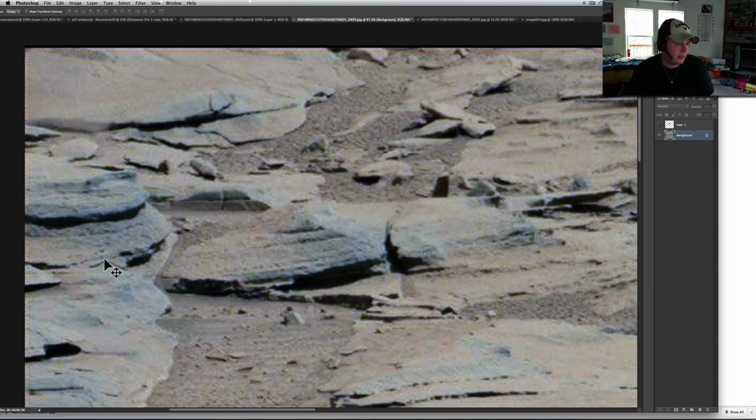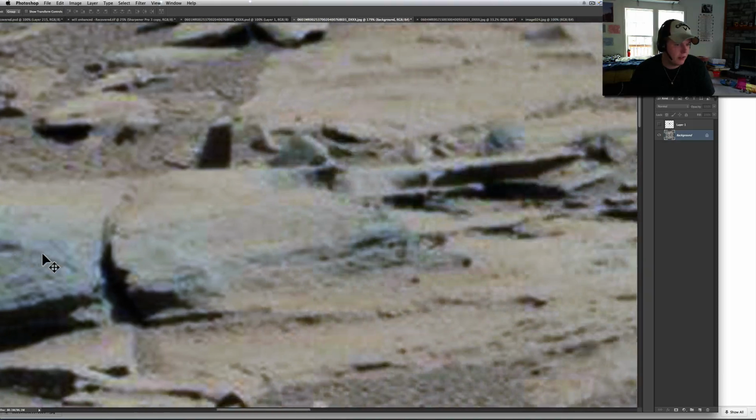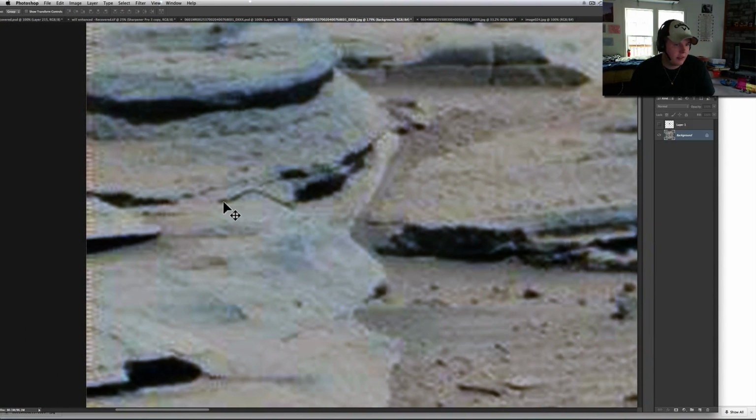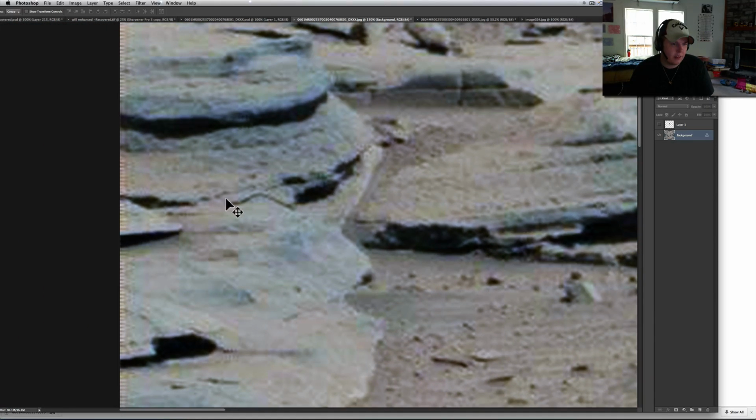What's this out here? Is this some sort of snake or something? Let's see if I can find that. There it is right there. Check that out. It comes up and curves around. Pretty cool, whatever that is. It almost looks like a snake. It looks like it's not carved into it. It looks like it's something on top of it. Either that or a piece of rope.